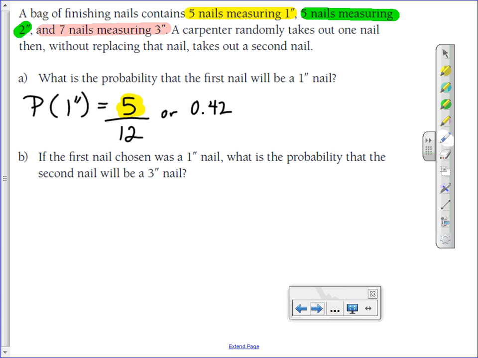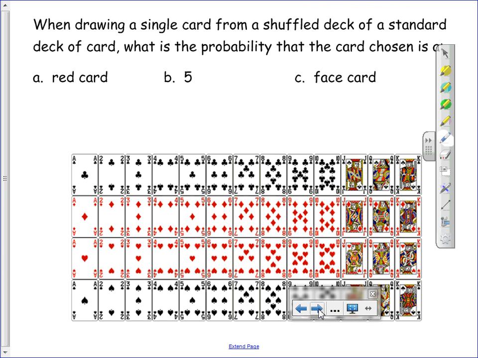Now the second part is an if-then statement. If the first one chosen was a 1-inch nail, what is the probability that the second one will be 3 inches? So now out of the bag, you've taken 1 nail out. It's definitely a 1-inch nail. There's still 7 3-inch nails left there, so that's your favorable outcomes. But instead of there being 12 nails total, now we're looking at 11. So nothing too hard, just have to be careful as you read questions.